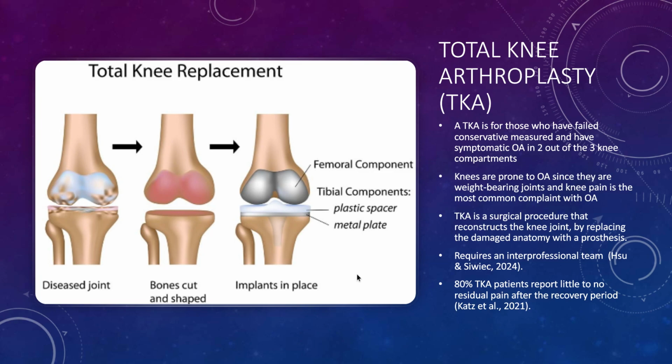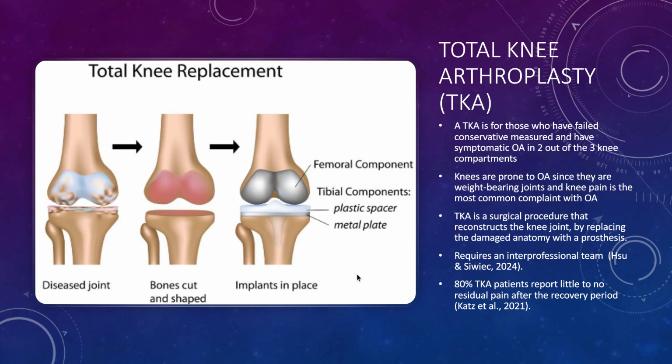Finally, we're going to move on to the total knee replacement option as a non-pharmacological intervention for OA. The total knee replacement is for those who have failed conservative measures that were previously listed and have joint space narrowing in 2 or 3 of the knee compartments. The knee is prone to OA just because of the fact that it is a weight-bearing joint.